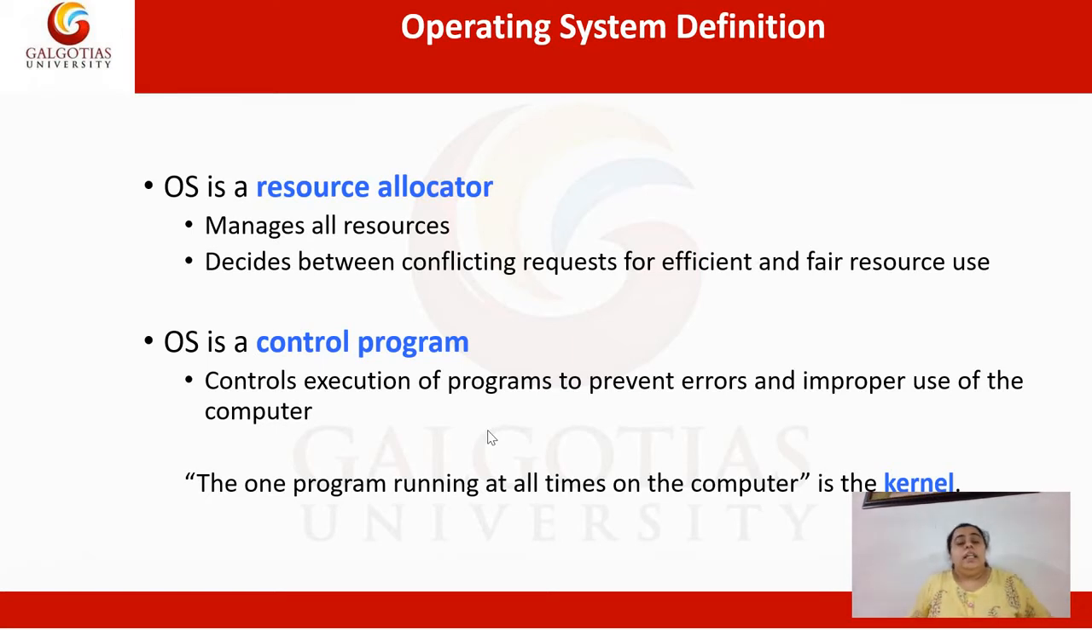Now, another work of an operating system is that it's a control program. What it does is it controls execution of programs to prevent errors and improper use of the computer.